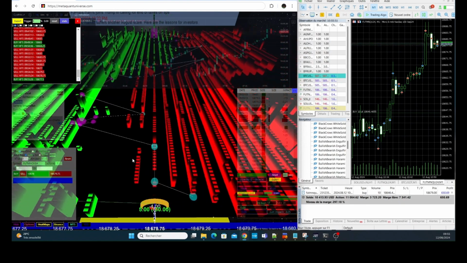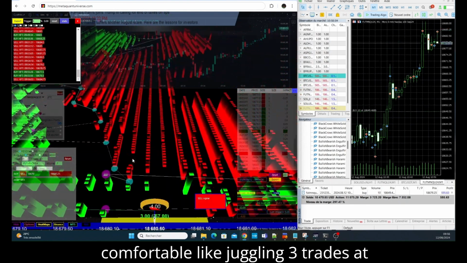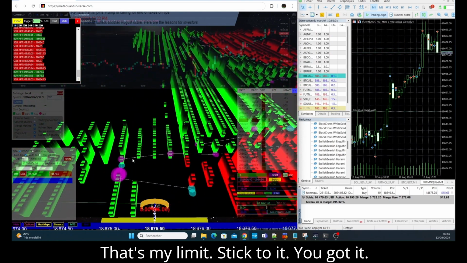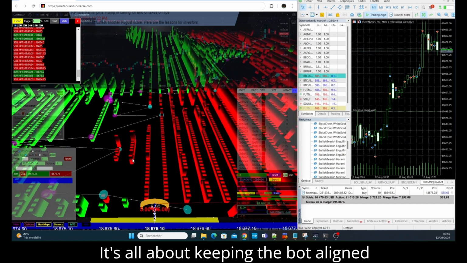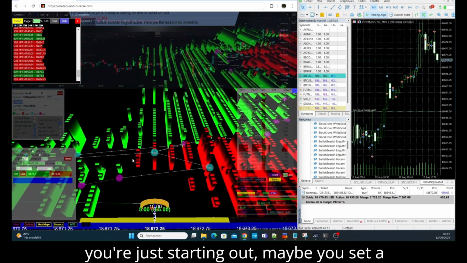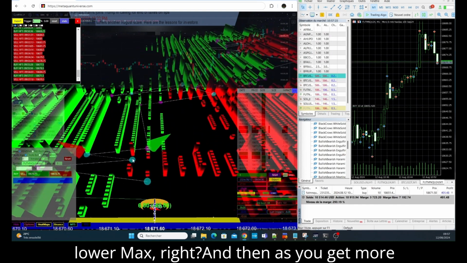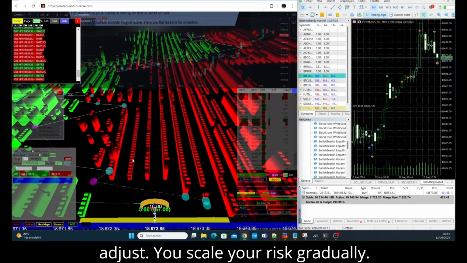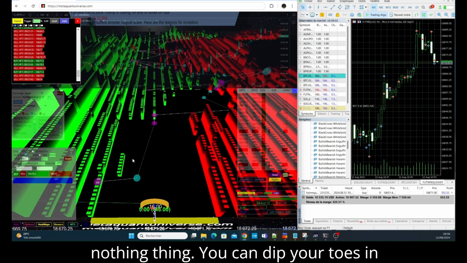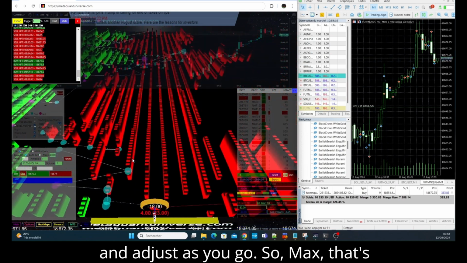So let's say I'm only comfortable juggling 3 trades at once. I can literally say, that's my limit, stick to it. You got it. It's all about keeping the bot aligned with your personal risk tolerance. If you're just starting out, maybe you set a lower max, and then as you get more experience and more comfortable, you scale your risk gradually. Makes sense. It's not this all or nothing thing. You can dip your toes in and adjust as you go.